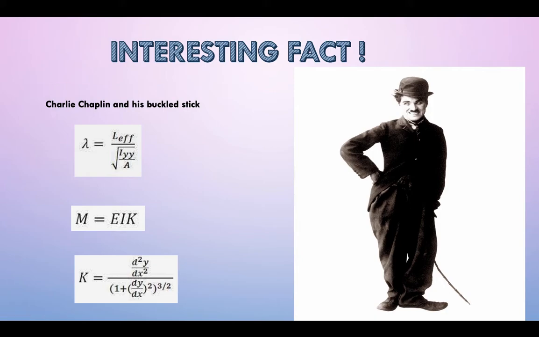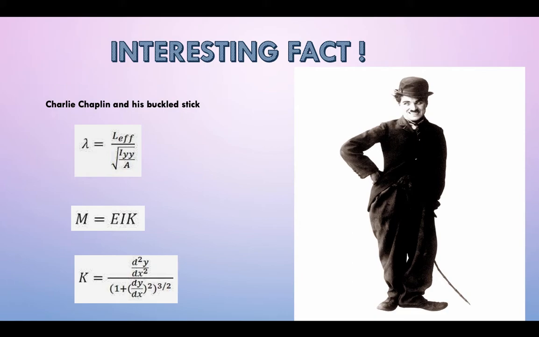But why did it buckle? What made the stick bend instead of taking the load straight down to the ground? Well, here we're discussing that event. Buckling is an instability that occurs in a structure because of excessive loading.